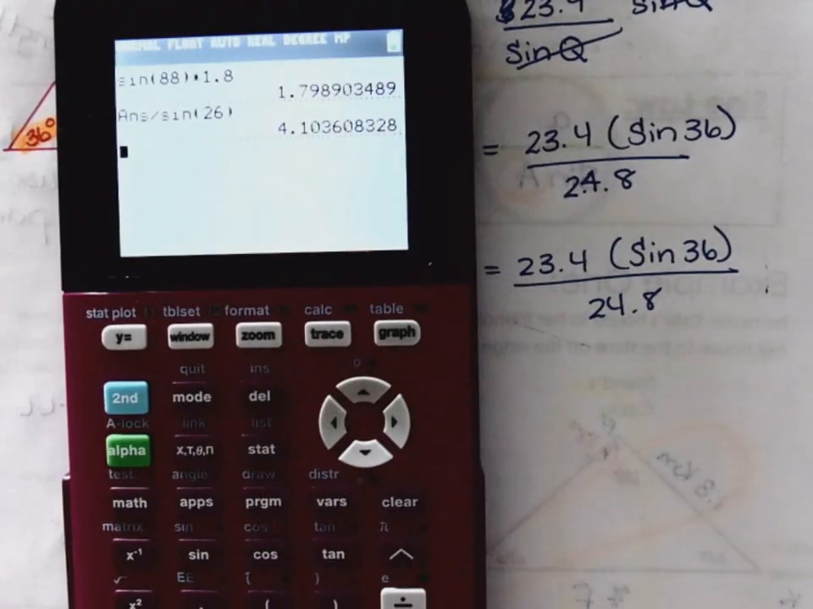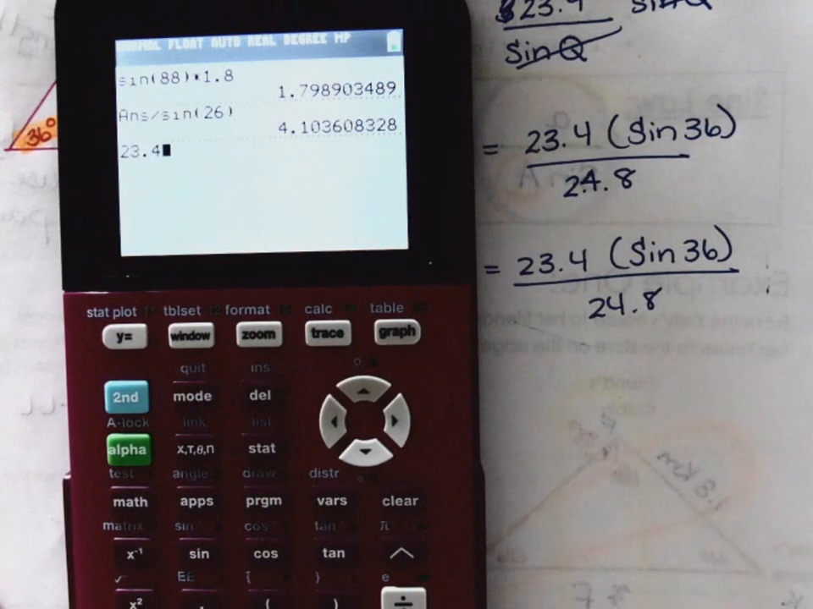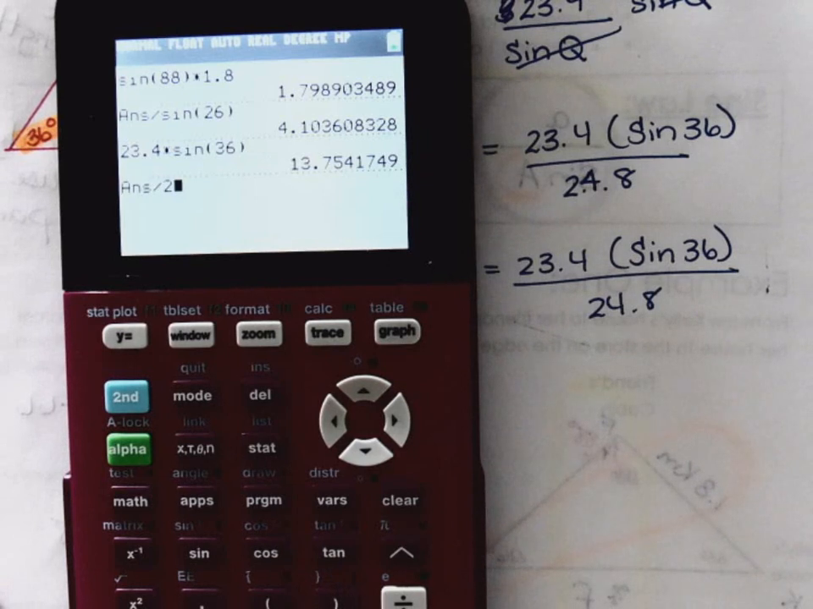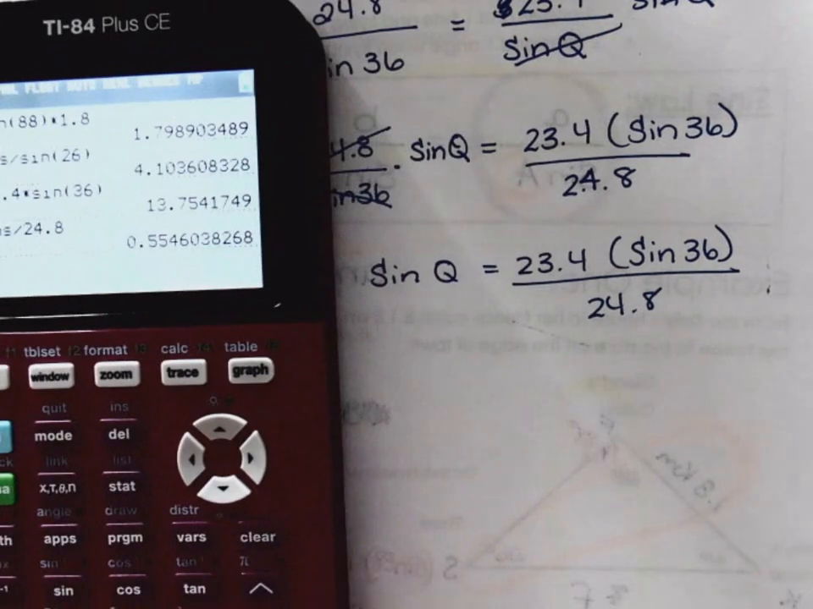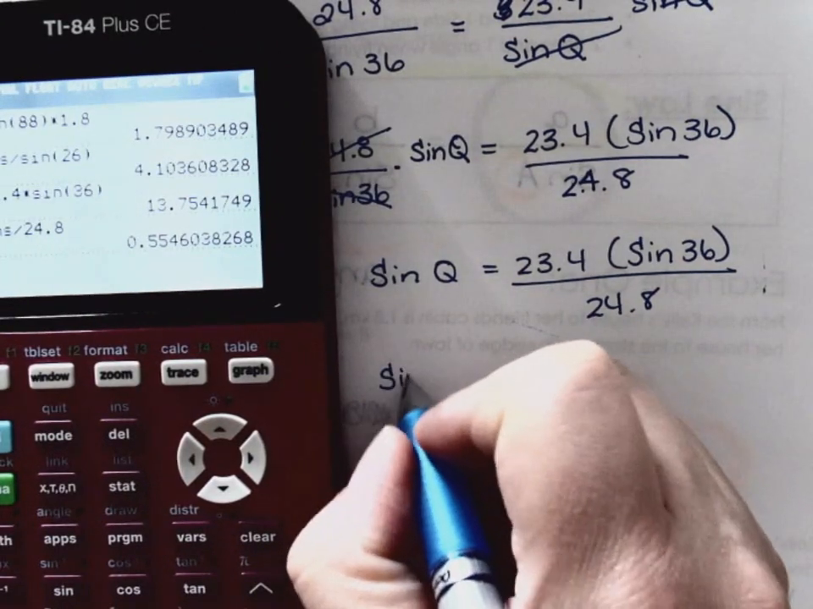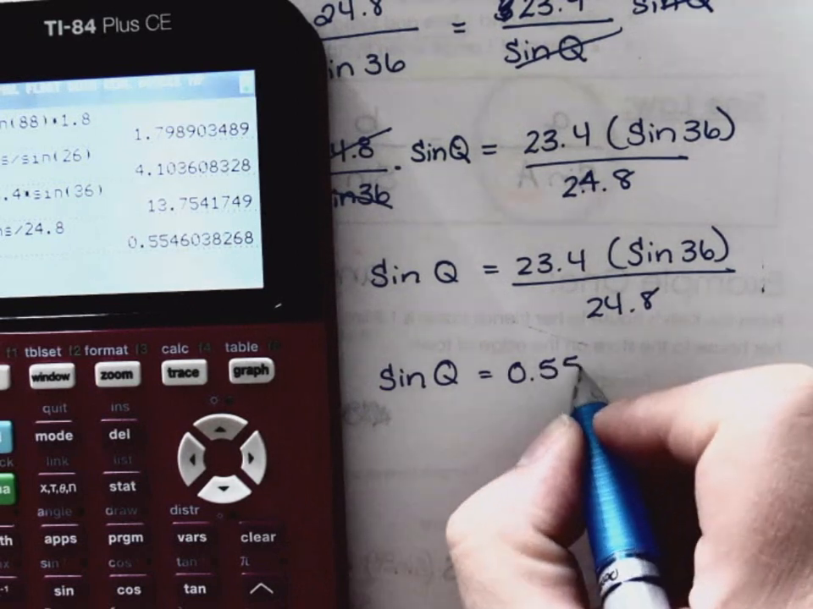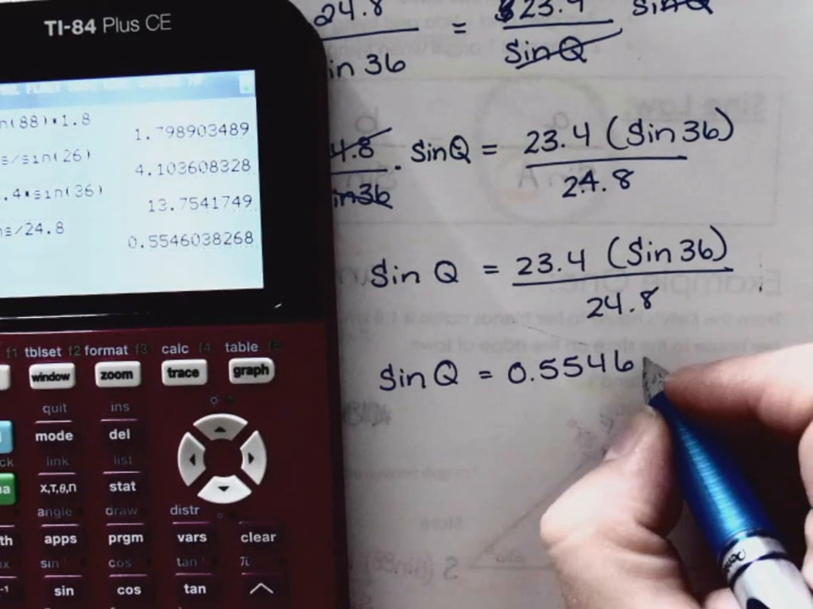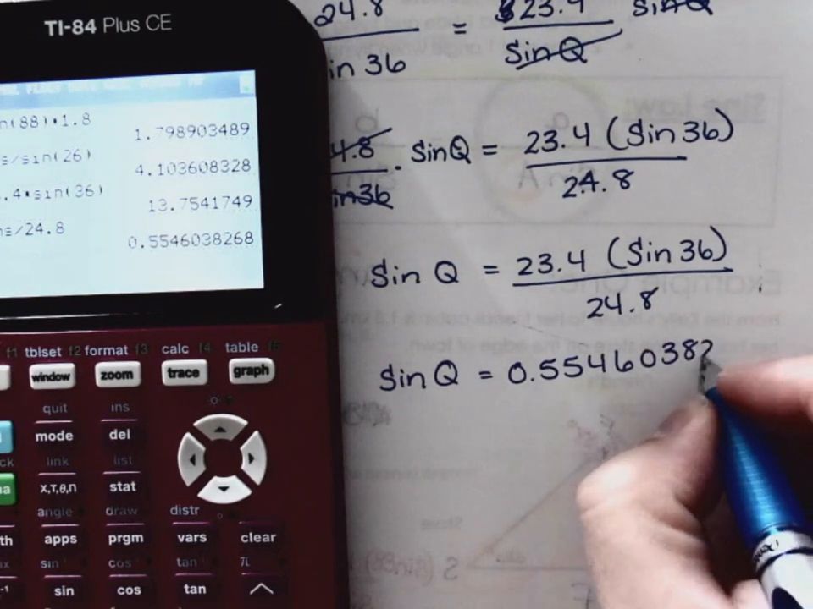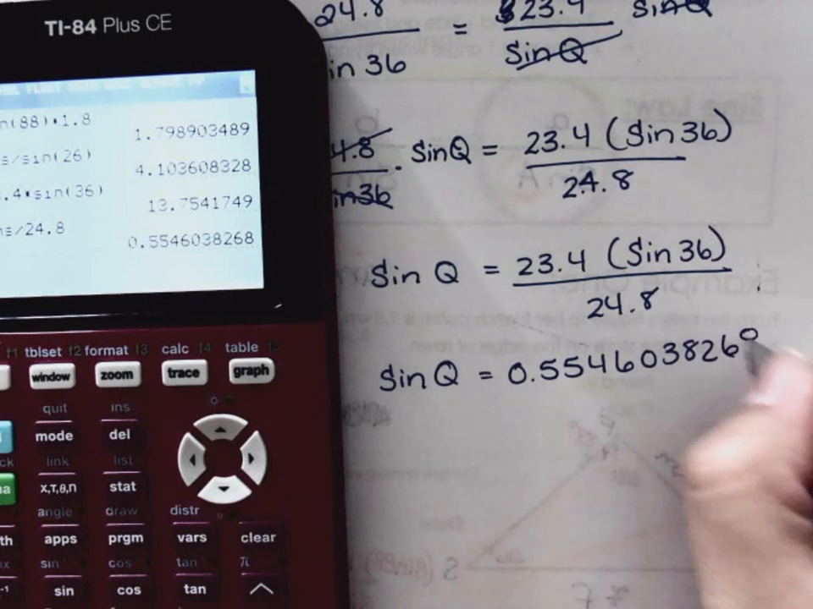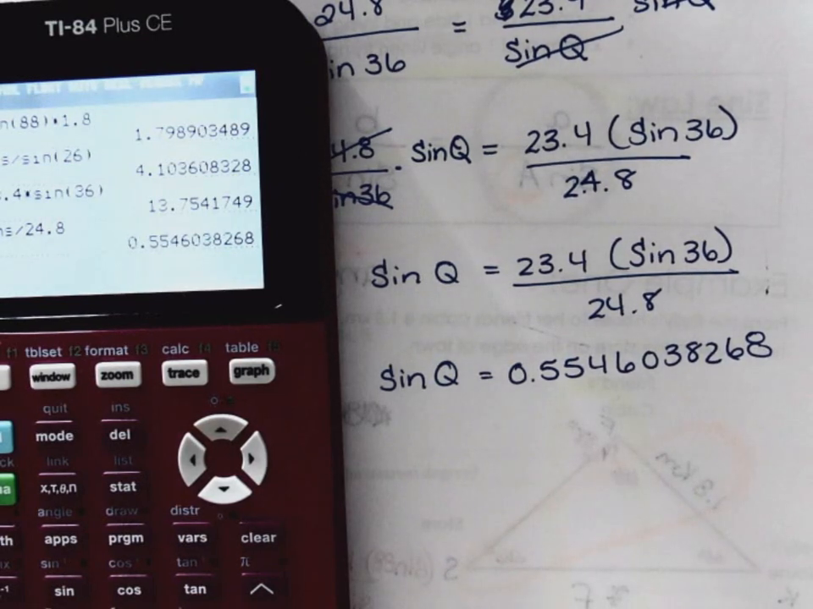So again, in my handy dandy calculator, I'm going to go 23.4 times sine of 36. I'm going to close my bracket. I'm going to divide by 24.8. And I'm going to get this decimal. And I need all the decimal places, because this is not my answer. We only round in our answers.